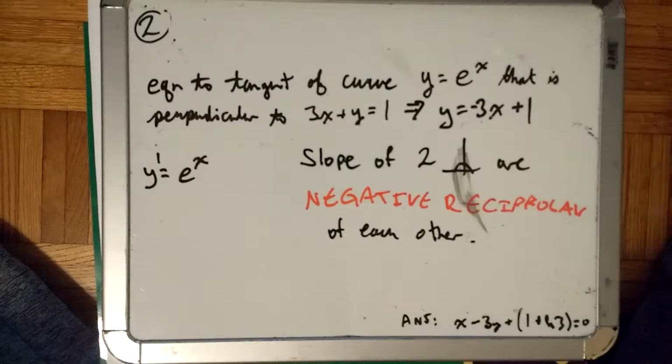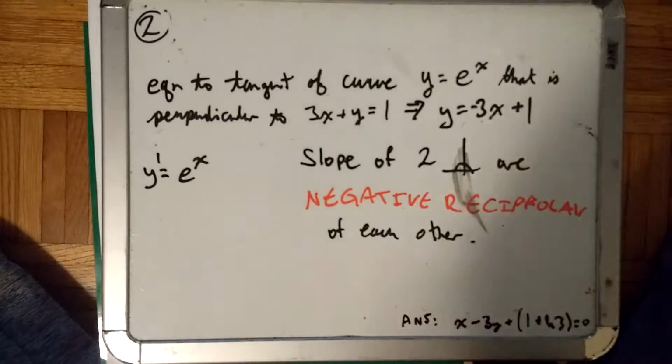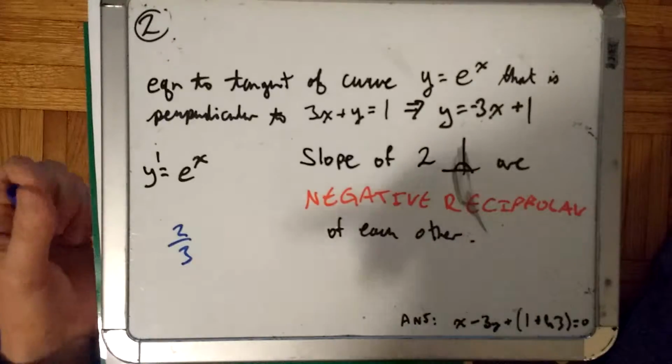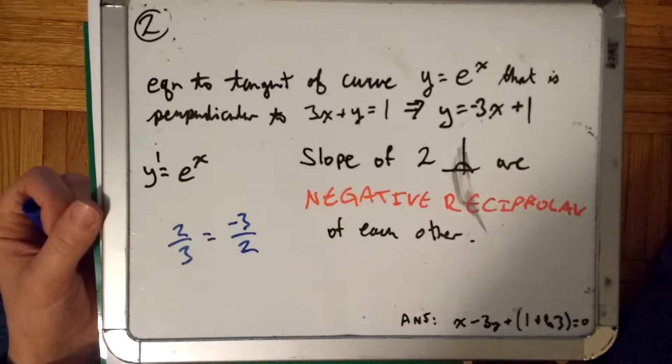So you might be having one of those moments where you're like, oh, right, now I totally get it. Or you might be like, oh, I don't remember what a negative reciprocal is. I'll give you a couple examples, okay? Let's say I have a slope of 2/3, okay? 2/3. The negative reciprocal of this one is negative 3/2.